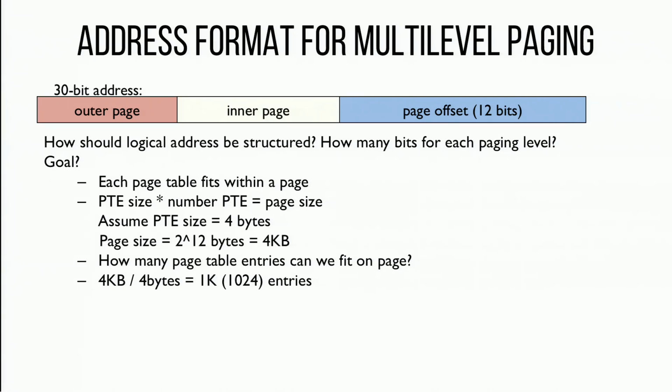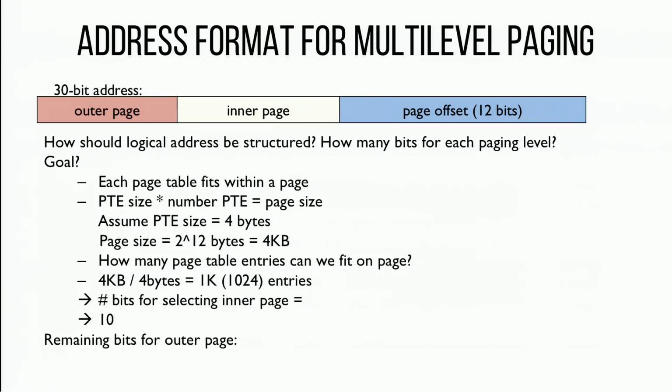If this is picking 1,000 entries, then it must mean that we have 10 bits there, right? Since 2 to the 10 is 1,024. So in our address format, we will devote 10 bits to the inner page. And then since I told you how large the whole address is, you can figure out how many bits are obviously in the outer page. So 30 minus 10 and 12 gives us 8 bits. So this would be a reasonable address format if you had a 30-bit address.